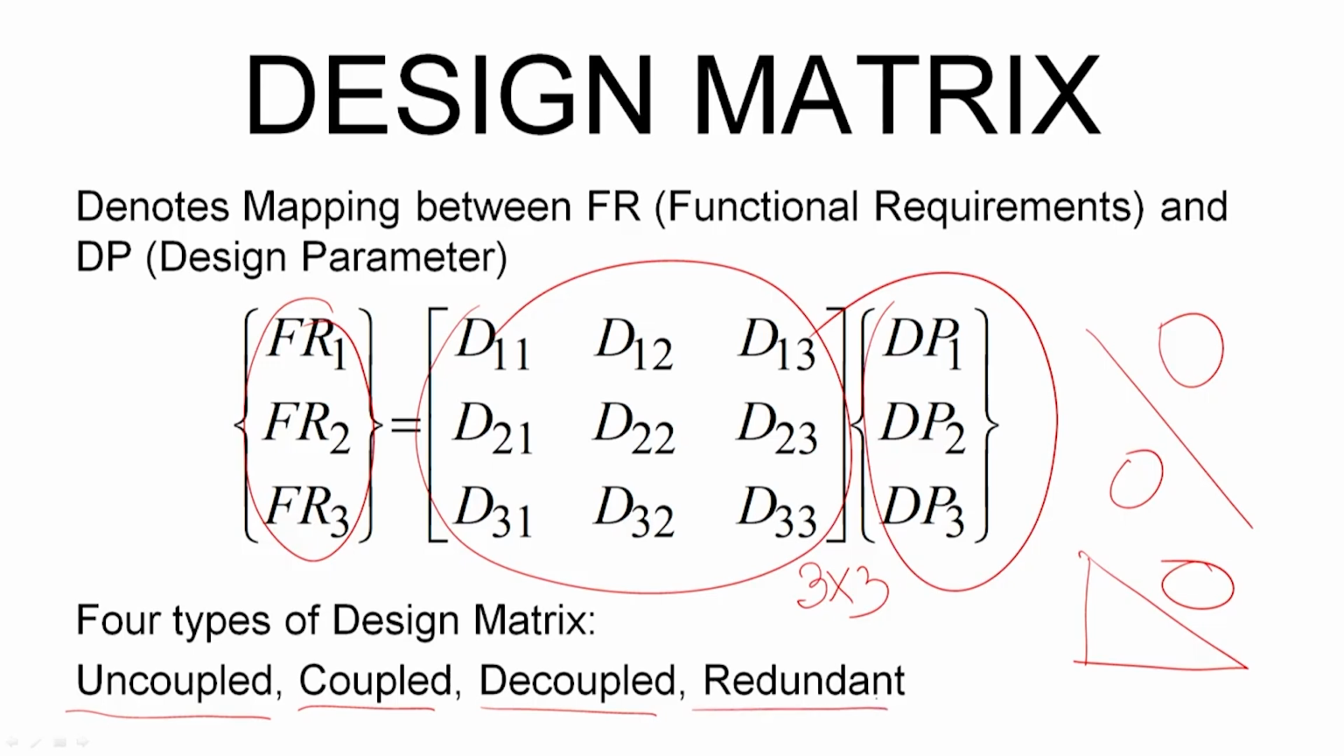That means you have a greater number of design solutions. Suppose instead of DP3, you also have a DP4, then this would become what? It would become 3 by 4. So, this would then become redundant. That means you have given an additional design solution to solve the problem.